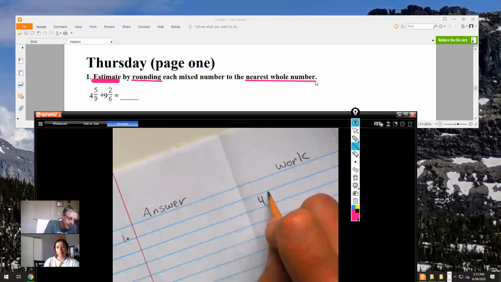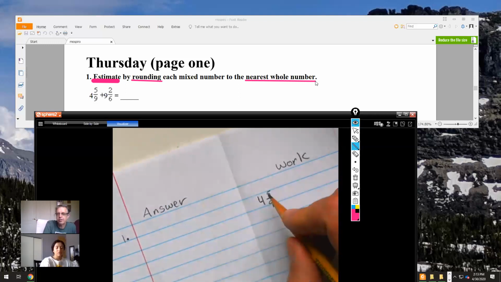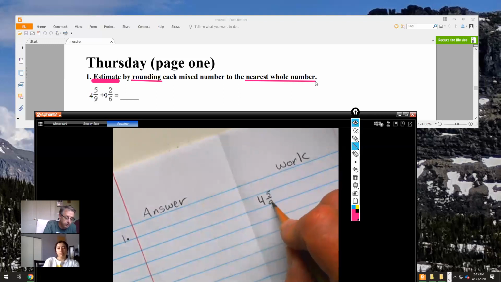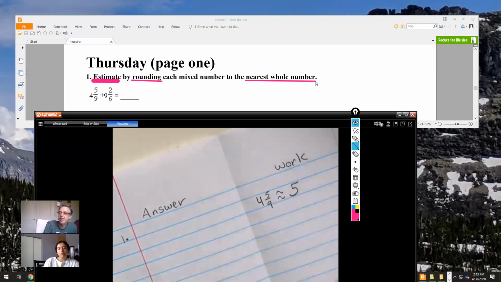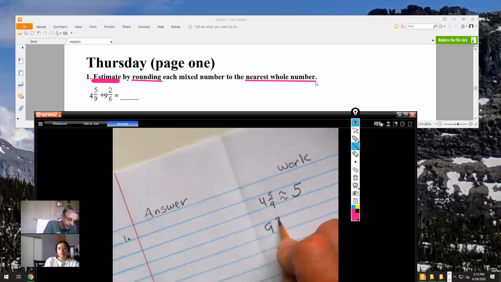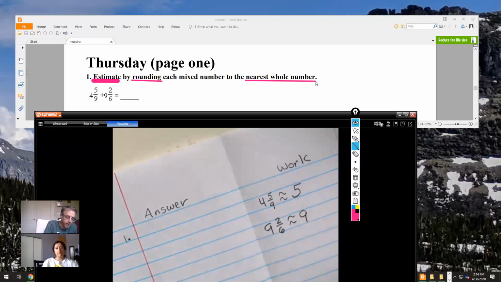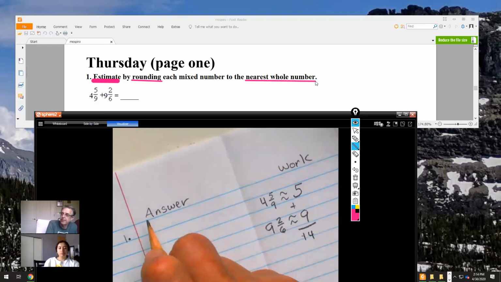All I do is I take 4 5/9, and it's saying to the nearest whole number. 5 is closer to 9, so I'm going to round this up to 1 whole, which means I'm going from 4 5/9 to just 5. And then 9 and 2/6. Well, 2 is actually closer to 0 than 6, so I'm not going to round this 9 at all. I'm just going to leave it at 9. So 9 and 2/6 is about equal to 9. And wow, that's a lot easier now. Now I just know it's 14.